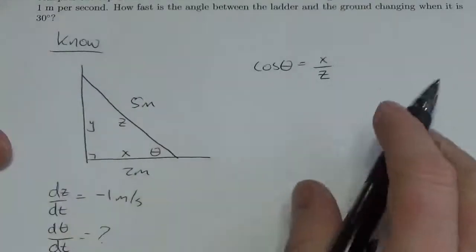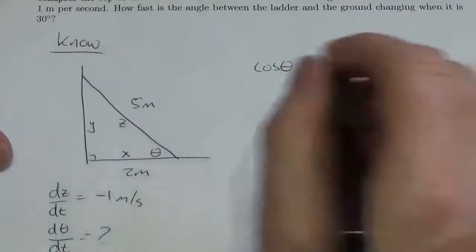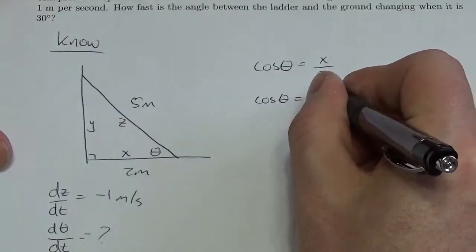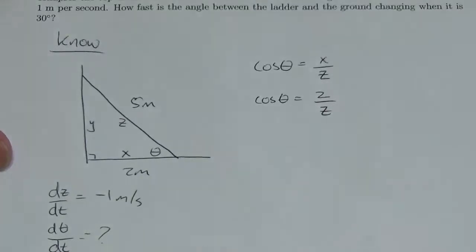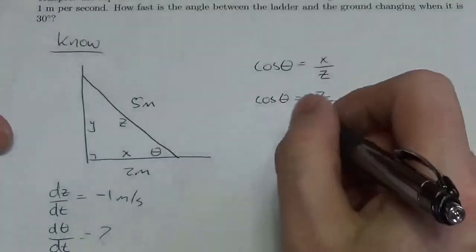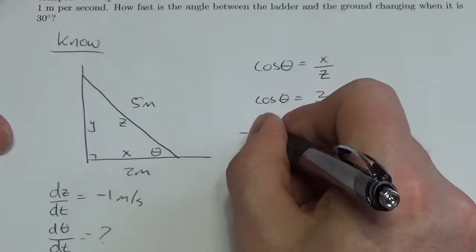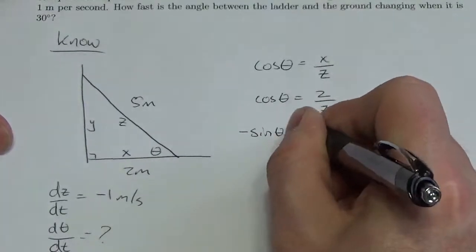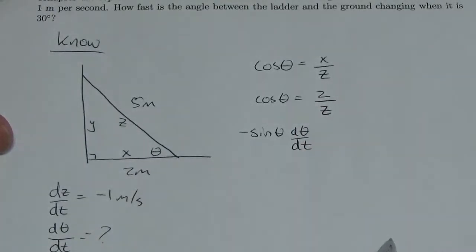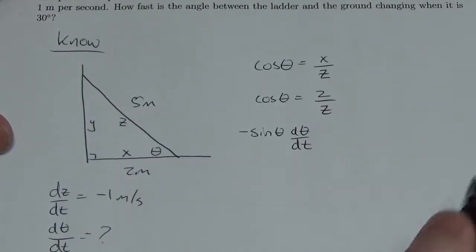So now I will take my derivative. Oh, sorry, I'm not going to take my derivative quite yet. I'm going to plug in what I know first because I'm kind of lazy, and if I can throw a constant in there, I will. And my constant there is 2 for x. Now I'll take the derivative. The derivative of cosine is negative sine theta, and then the derivative of theta will be d theta by dt. That's what I want. I want d theta by dt.